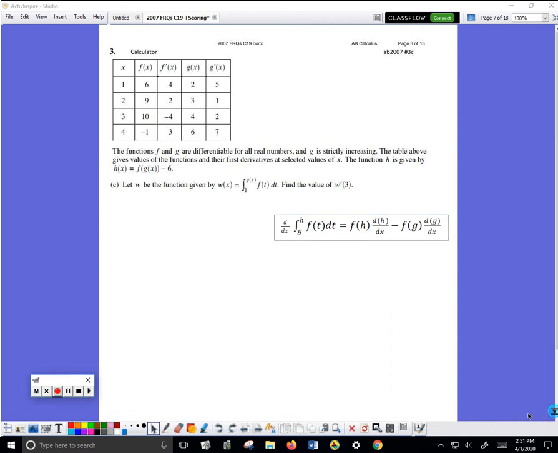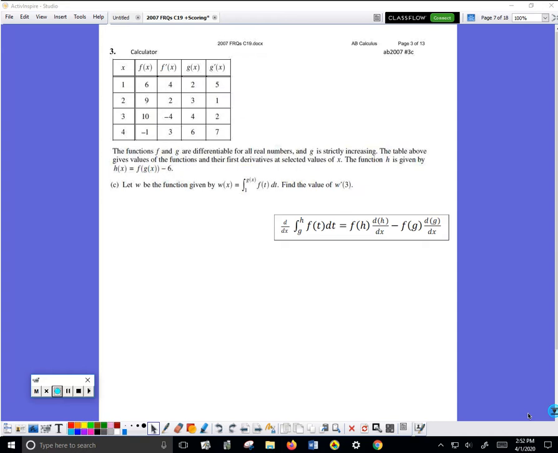Number 3, part C. Now a new function, W. Please notice again how slow I am going. You don't want to go fast. You want to read slow and careful because you're not trying to recognize a problem you've done before.